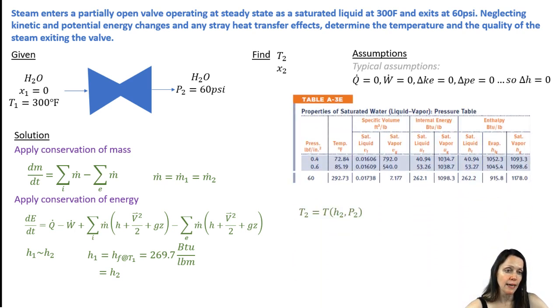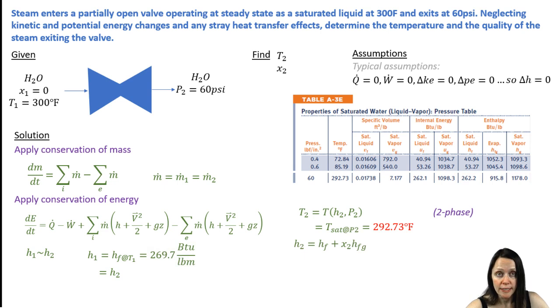And if I look at my saturated water tables at P2, which is 60 psi, I can see that my H value is between H sub F and H sub G. So it's two-phase, which means that my temperature is the saturation temperature at P2. Next, I need to get the quality. Makes sense that it's two-phase. I need to get the quality.